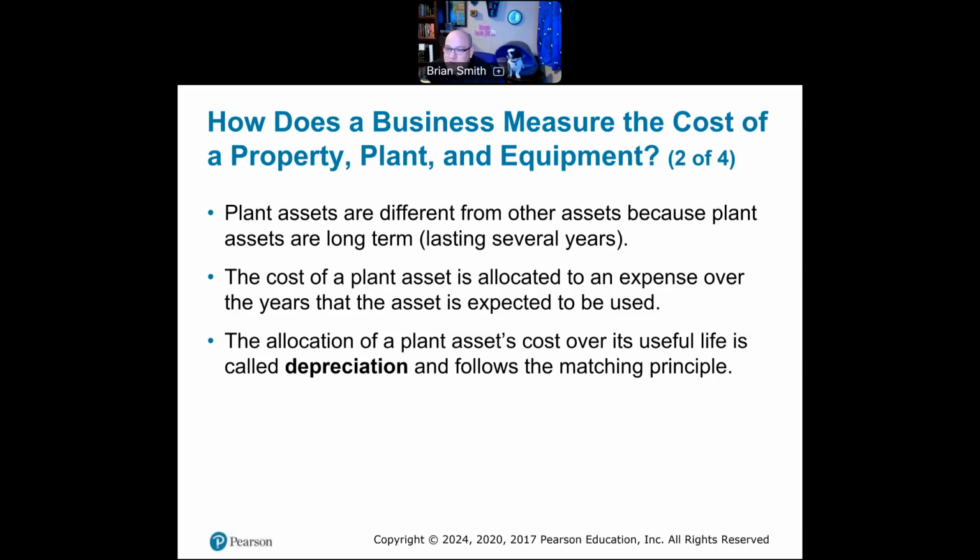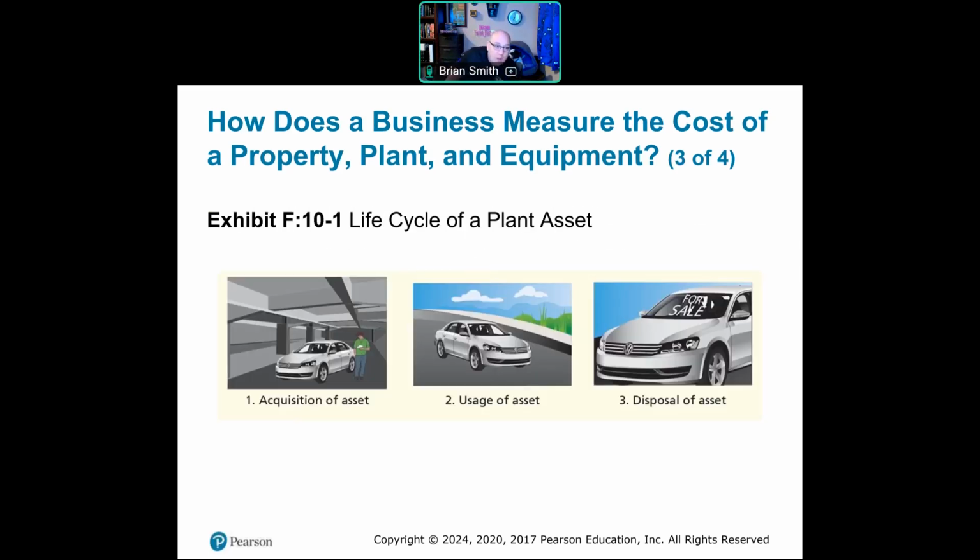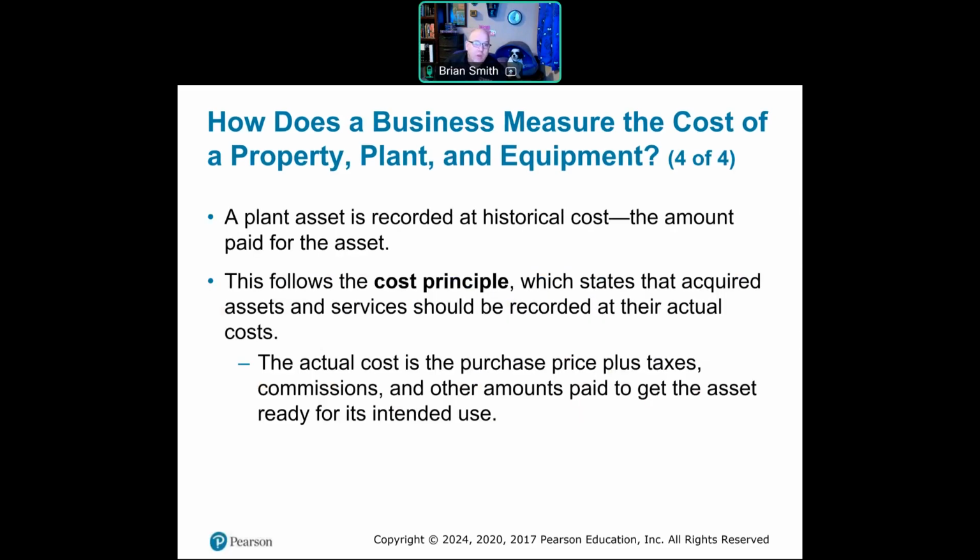So that said, you have to come up with a good useful life of that. And that's what we're going to do. That's the whole point of that, is so that we don't violate the expense recognition or matching principle. All right. So here are the three important aspects of the plant asset. It's the acquisition, the use, and the disposal. And that's what we're going to go over too.